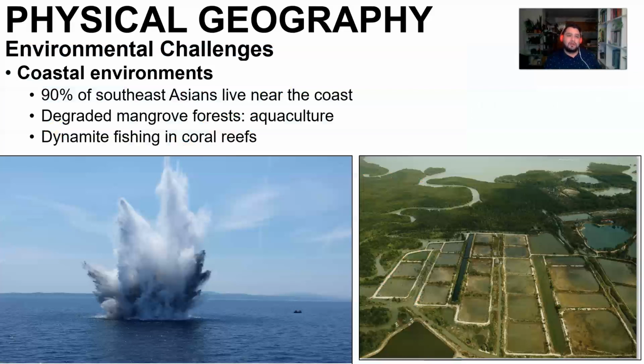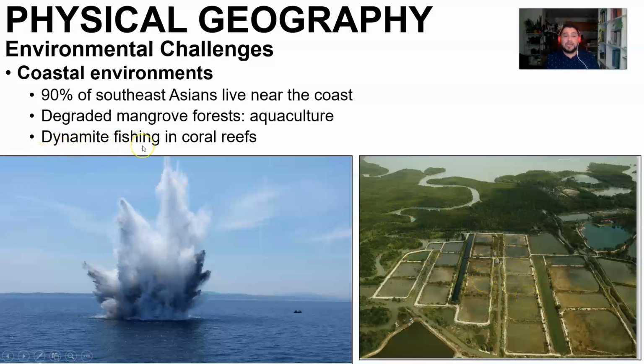There are other environmental challenges that the region faces. Its coastal environments are threatened by urban development. About 90% of Southeast Asian people live near the coast, in the cities, for example, towns as well. This has led to the degradation of mangrove forests due to aquaculture, in part because there are large fishing and shrimp and fish farms on the coast. So mangroves have been depleted.